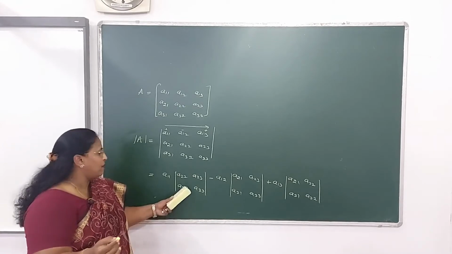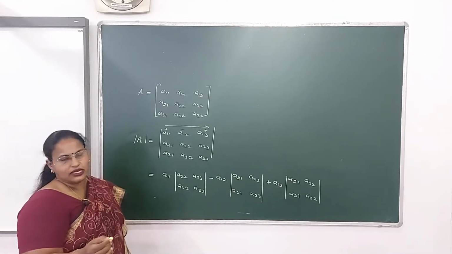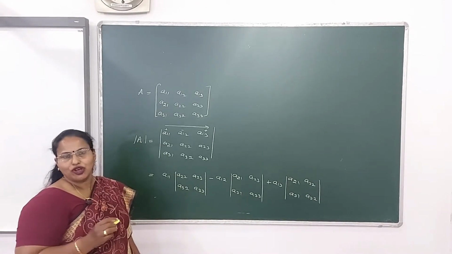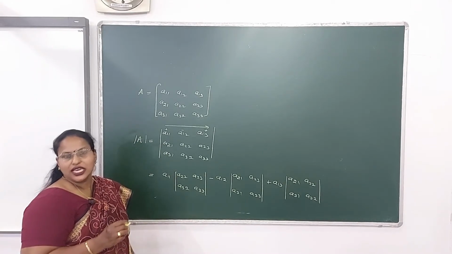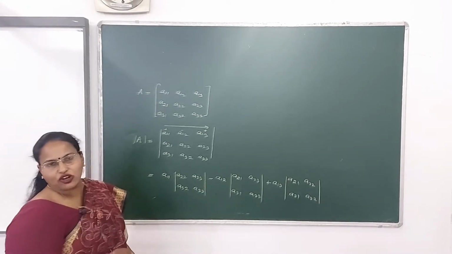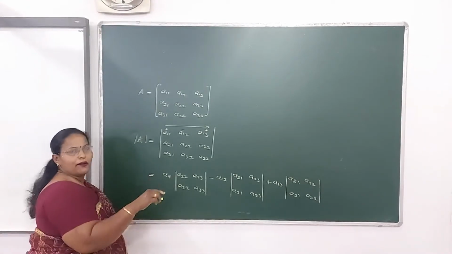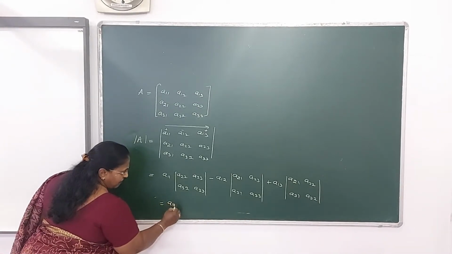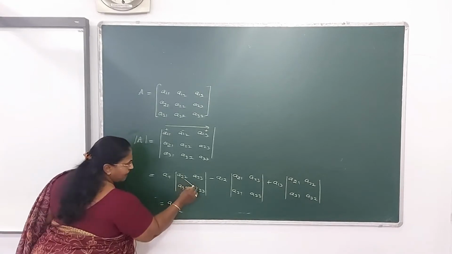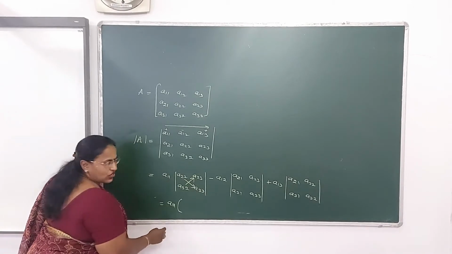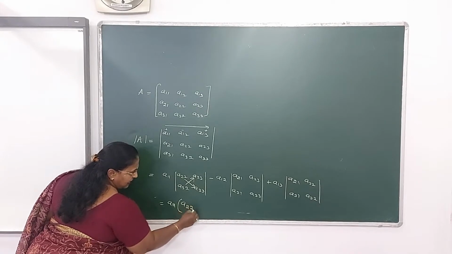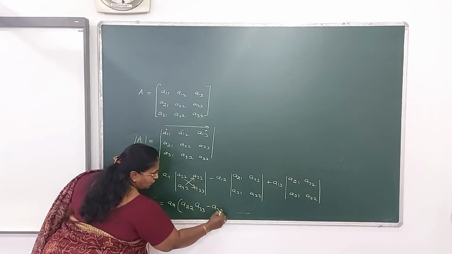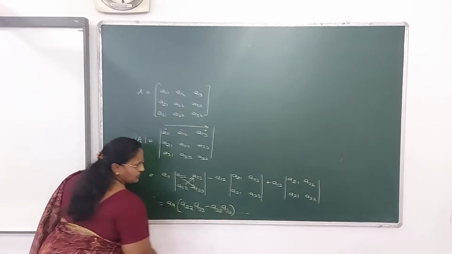What do you have to do? Simply you have to solve the three determinants. Now see, the determinant is of order 2. Just now I have told you how to solve a determinant of order 2. It is equal to the product of diagonal elements minus the product of the other diagonal elements. So you will place a proper bracket there and get the value of the determinant. So here it is A11 into, let's simplify this, A22 into A33 minus A32 into A23. So the first is done.